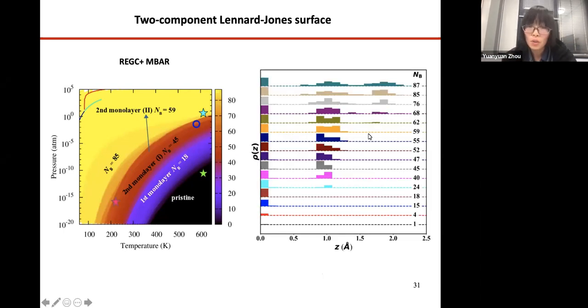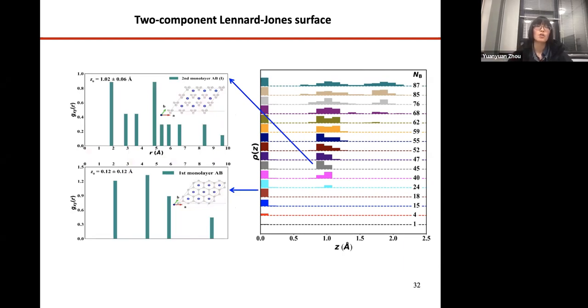And the particle distribution function is calculated along the Z direction. And we can clearly see that the first monolayer has 80 B particles, and the second monolayer has 45 B particles, and an even thinner second monolayer has 59 B particles. And we also have a very large coverage, around 85, as shown here. But as you also notice, the particle distribution between the second monolayer and the third monolayer does not completely go to zero.